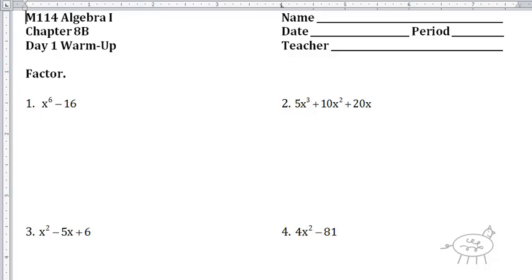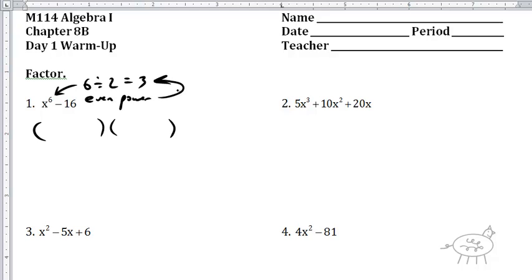Number one, it's x to the sixth minus 16. Remember, we take half of that 6, or divide it by 2, and you get 3. So it's a difference of two squares. It's a perfect square. Any even power, you just divide it by 2, and that's why it's a perfect square. So it's x cubed plus or minus, and the square root of 16 is 4 and 4. And that's your answer.